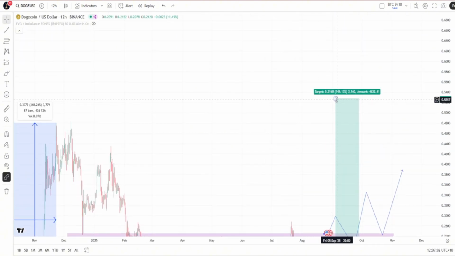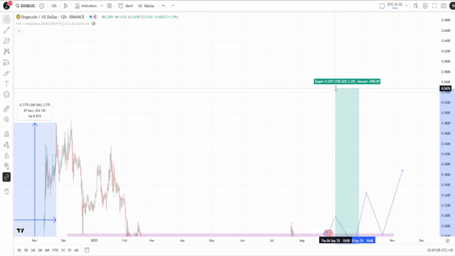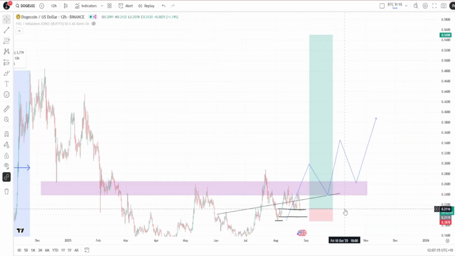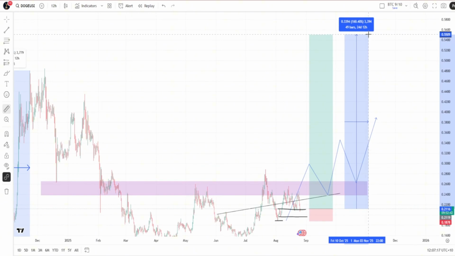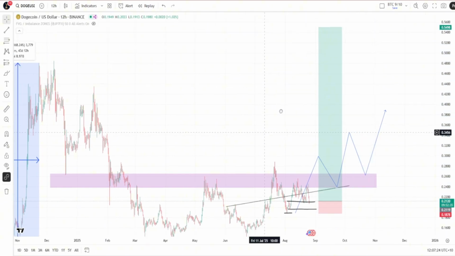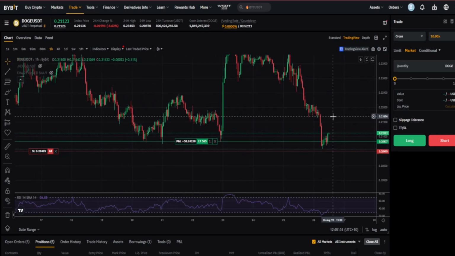So if we move up our long position to about 54 cents, that does get us the sweep of the highs. That does get us a gain from current price levels of about 160%. So I definitely think Doge can go higher. However, this is where I'll be looking to initially start to take profit. And as you can see, we've actually entered this position about 2 hours ago.